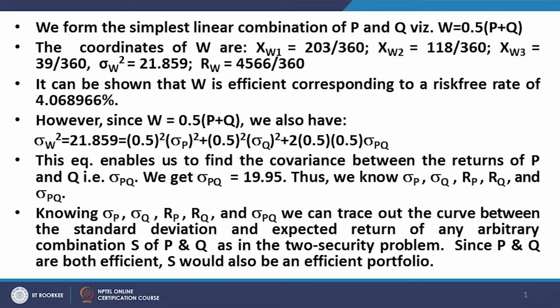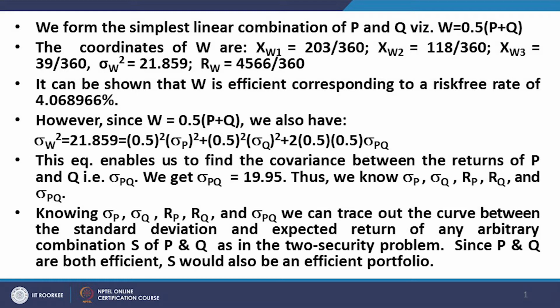To find the covariance of P and Q, we use an ingenious trick. We know that W comprises 50% of P and 50% of Q. Therefore, the variance of W is already given, which we have already derived. From where have we derived it? We have derived it from the composition vector of W. Using the composition vector xW1, xW2, xW3 and the variance covariance matrix of A, B and C, we are able to derive the variance of W and we find it to be 21.859. We have already done that exercise in the previous slide.